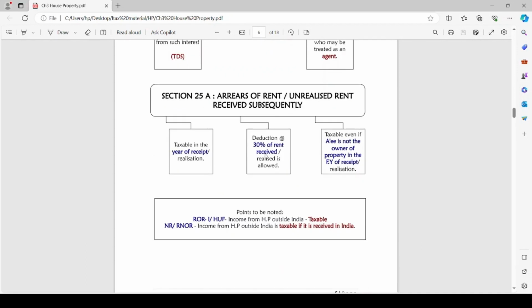Section 25A. Arrears of rent or unrealized rent received subsequently.